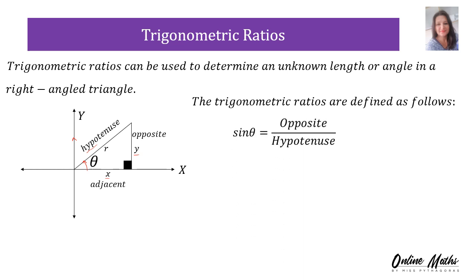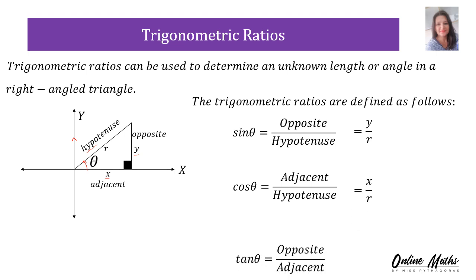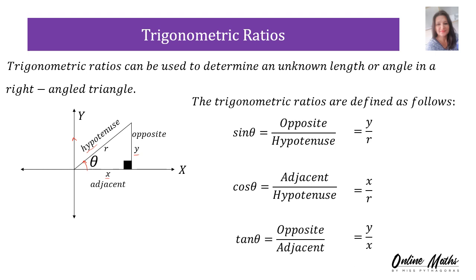Sin theta's ratio is opposite over hypotenuse, or Y over R. Cos theta is adjacent over hypotenuse, or X over R. Tan theta is opposite over adjacent, Y over X. And you must remember them. So in other words, you must remember that sin theta is equal to opposite over hypotenuse, or Y over R.